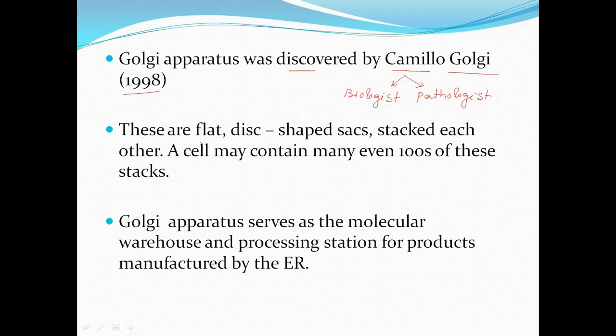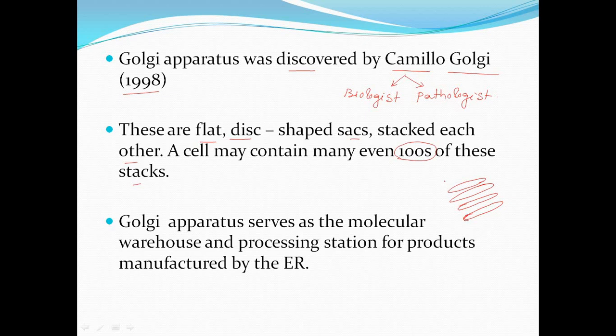These are flat, disc-shaped sacs attached to each other. A cell may contain even hundreds of these stacks. Like the endoplasmic reticulum, Golgi apparatus are also scattered in the cytoplasm, but they are not attached networks. These are sac-like structures, sometimes connected with each other and sometimes not. They are piled up with each other like cascades, like this.